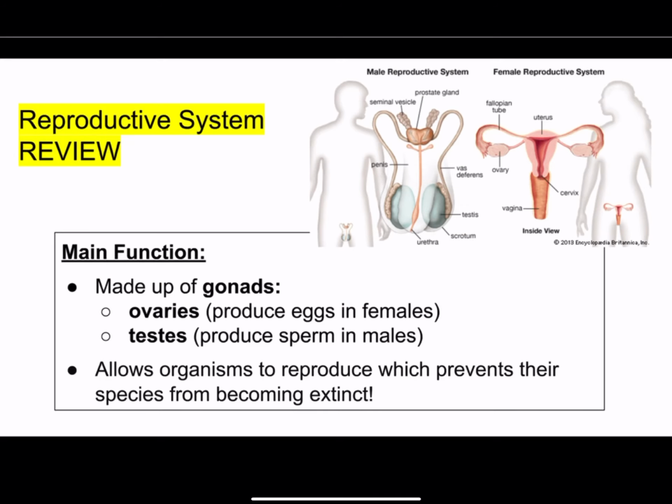Okay, cool. So we have our reproductive system here. It's made up of gonads. If you remember what gonads are, those are not sex cells, sex organs. So we have the ovaries and the testes, ovaries for females and testes for males. It allows organisms to reproduce, which is kind of the main point, and prevents the species from going extinct.